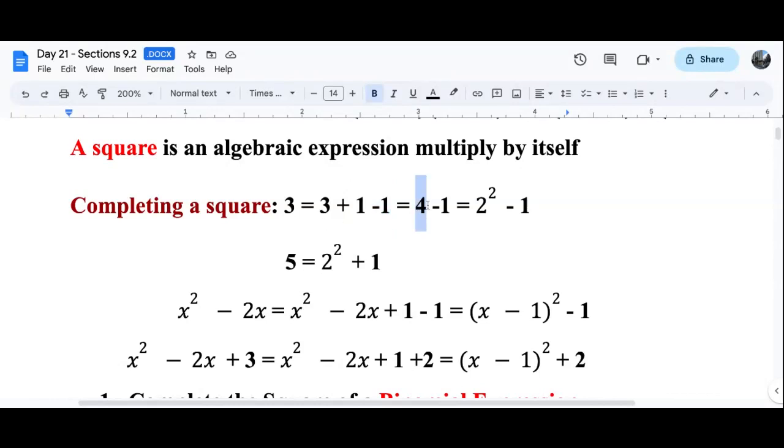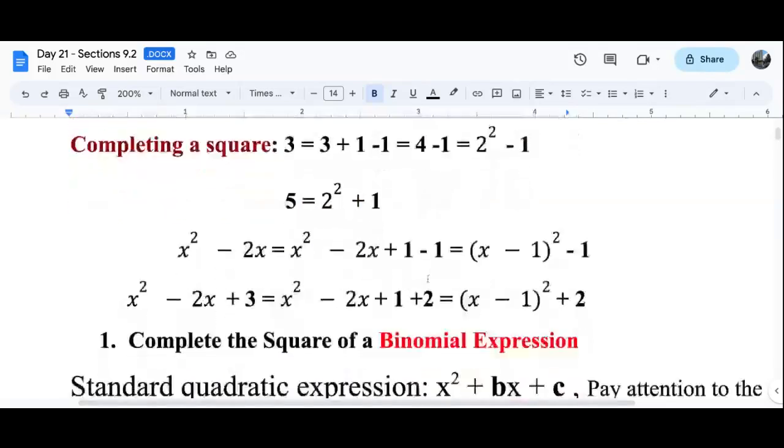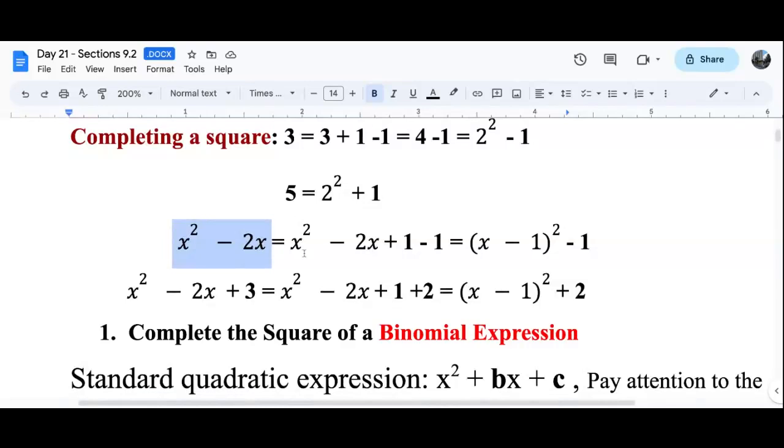So 3 plus 1 is 4. Now we managed, right? We complete a square. So now a square appears: 2 squared minus 1. And similarly, 5 we can write as 2 squared plus 1. If we have x squared minus 2x, we can add 1, subtract 1. We can write it as x minus 1 squared minus 1. So this process is called completing a square. If we have x squared minus 2x plus 3, we can separate 3 into 1 plus 2. Then x squared minus 2x plus 1, that's x minus 1 squared, then plus 2.